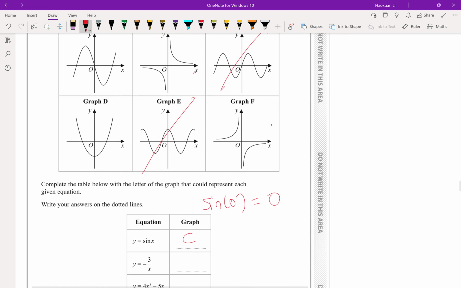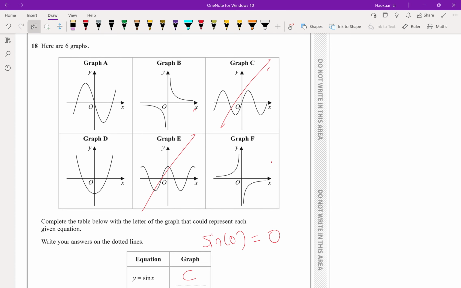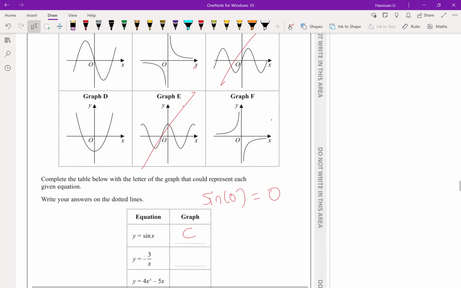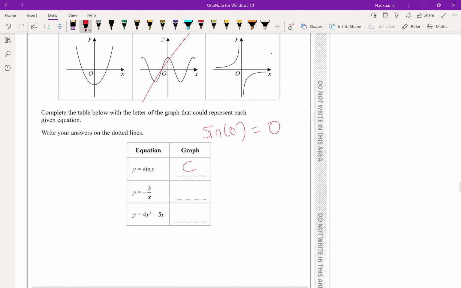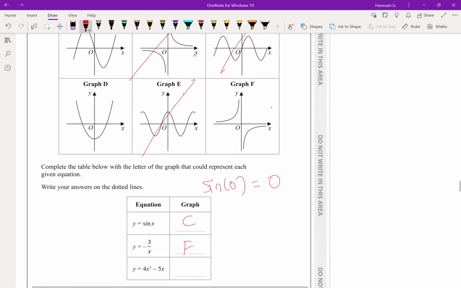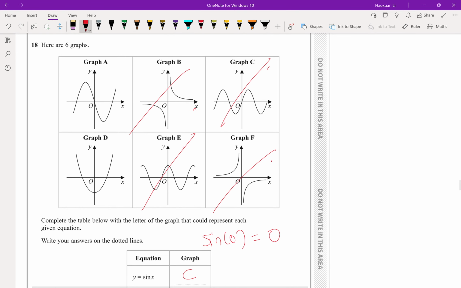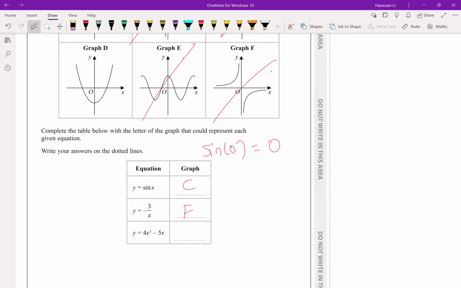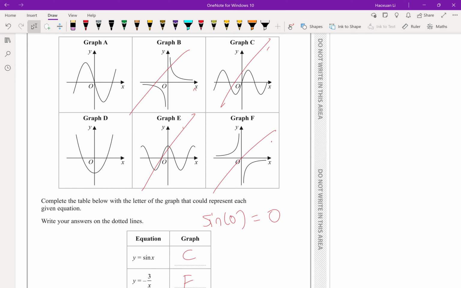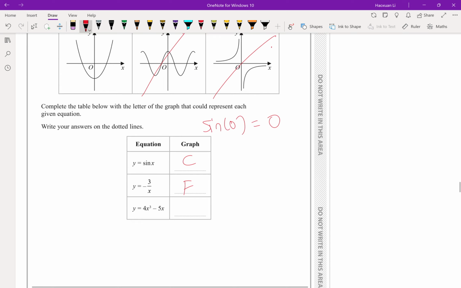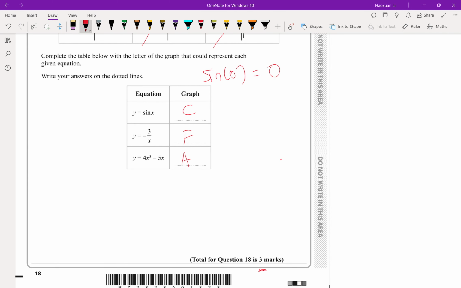And now, negative 3 over x. So let's just say when x is 1. So that means the value of y has to be negative. And B is very clearly positive, so it's not that, and it has to be F. Now determine between A and D. So this is an x cubed graph. So cube graph will definitely have both a minimum and a maximum point. So A satisfies it, and then this is your free 3 marks.